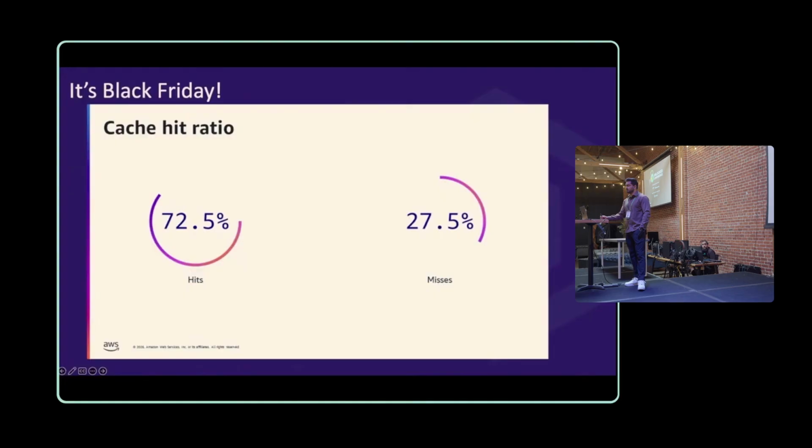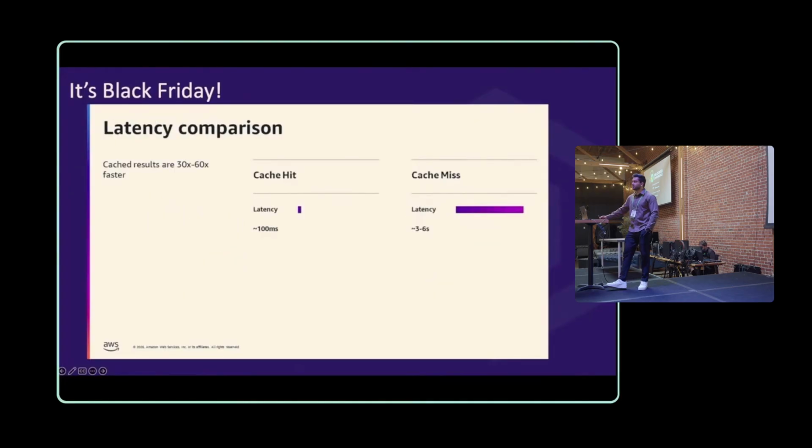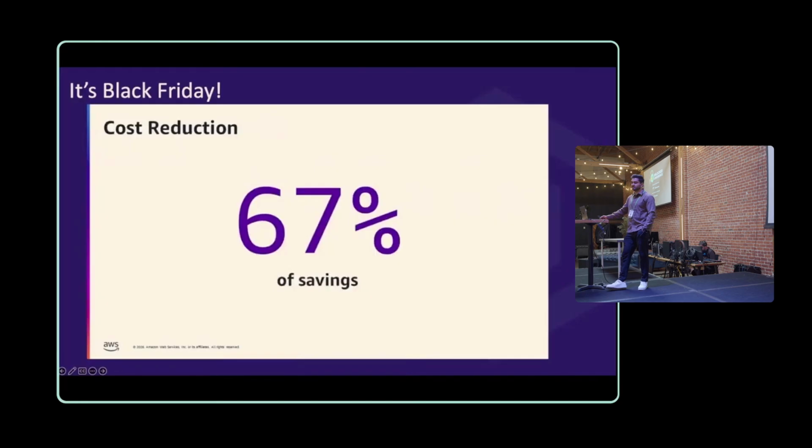In this scenario, we see about 70% of the responses being served from the cache. And although there's a peak of users coming in because of Black Friday, we're able to serve with an average latency of about 800 milliseconds. And we are able to achieve 67% cost savings.